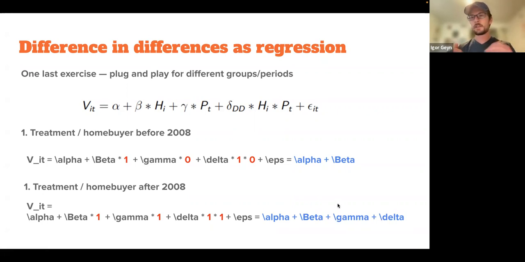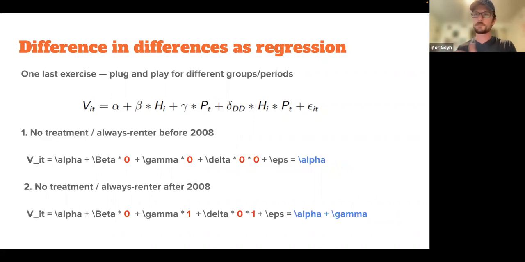Okay. And if we take the difference between these two things now, which is to say, if we take the difference between the post and pre for the treated group, for the group that goes on to buy a home at some point during this time period, we're left with what? Alpha plus beta plus gamma plus delta minus alpha plus beta. And what's left over is gamma plus delta. Okay. So the difference post minus pre for the treated group, for the group that goes on to buy homes, is gamma plus delta.